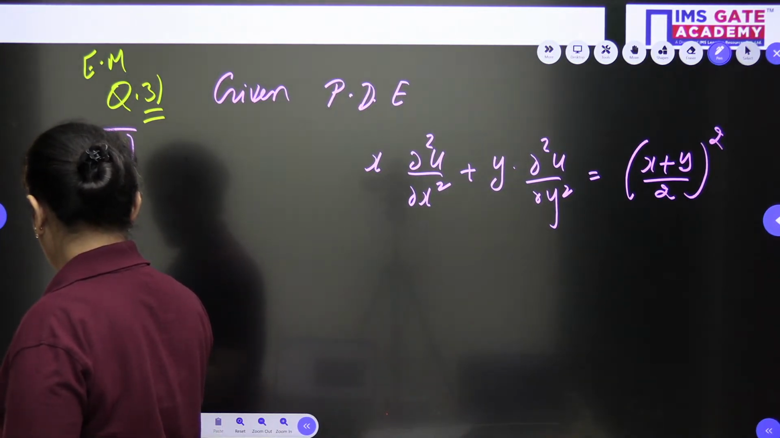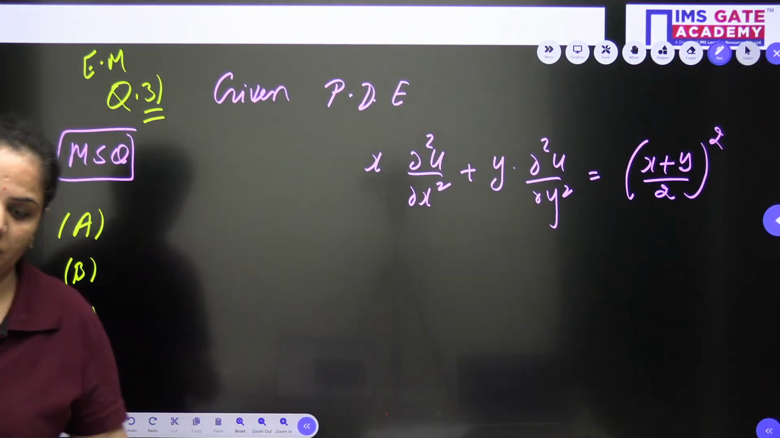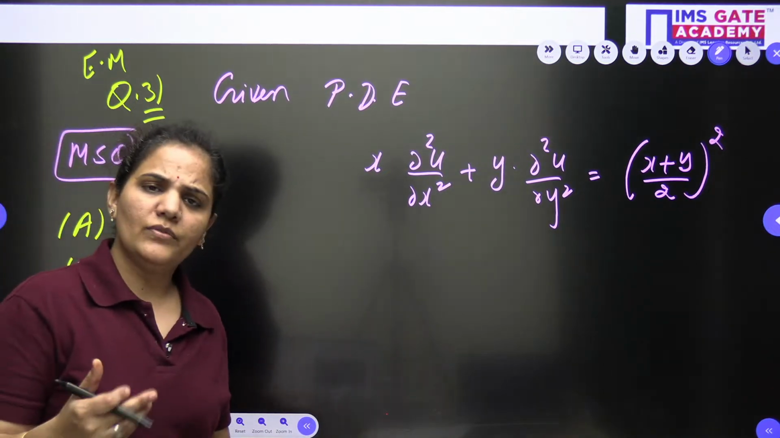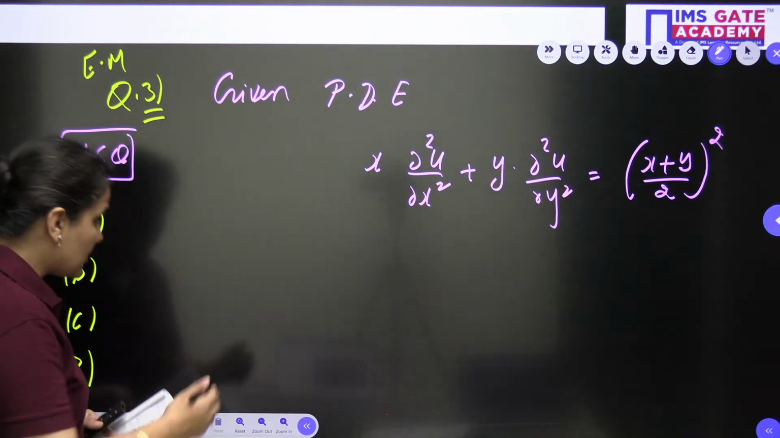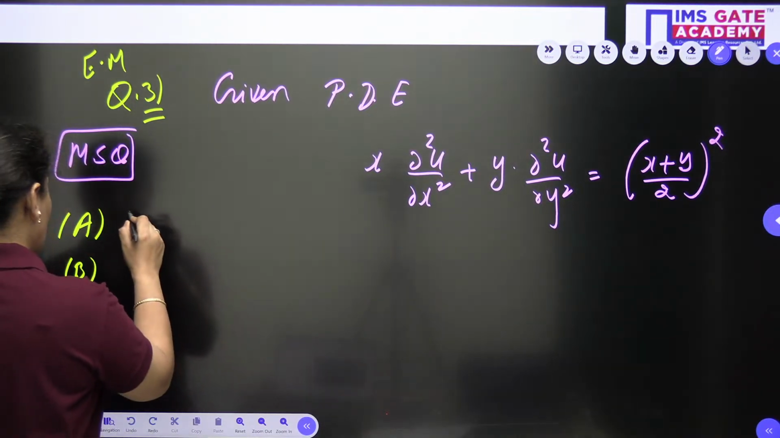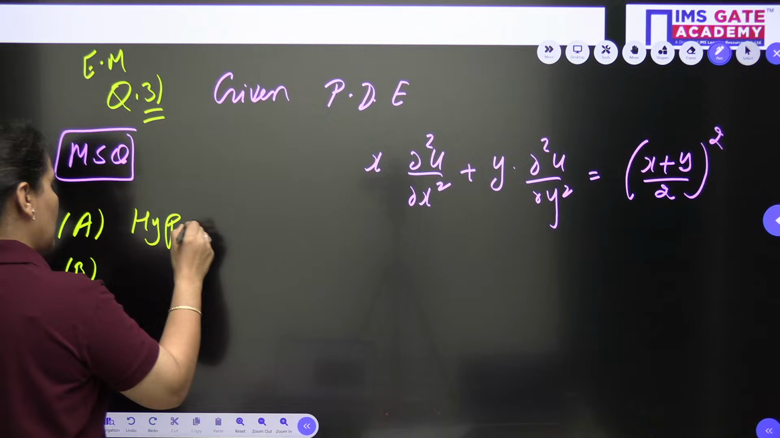It is possible more than one, it is possible one also, because the question is MSQ. So we need to go through each and every option here. So let's go for it. When I write down the first option, it will be a hyperbolic function.